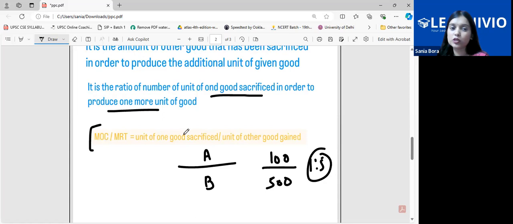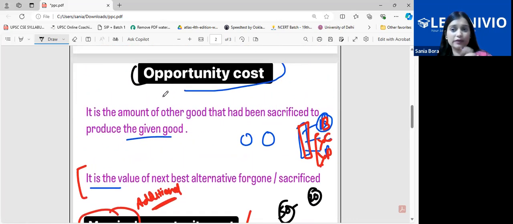Opportunity cost, marginal opportunity cost. I hope it's clear, right? Okay, quickly write it down first, and then with the help of an example and a numerical, I'll explain it to you.